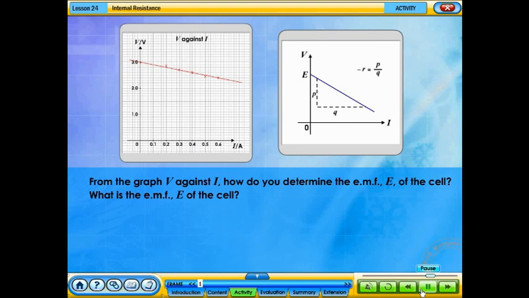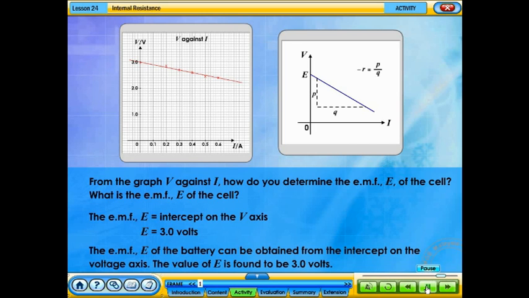From the graph V against I, how do you determine the EMF E of the cell? What is the EMF E of the cell? The EMF E equals the intercept on the V axis. E equals 3.0 volts. The EMF E of the battery can be obtained from the intercept on the voltage axis. The value of E is 3.0 volts.